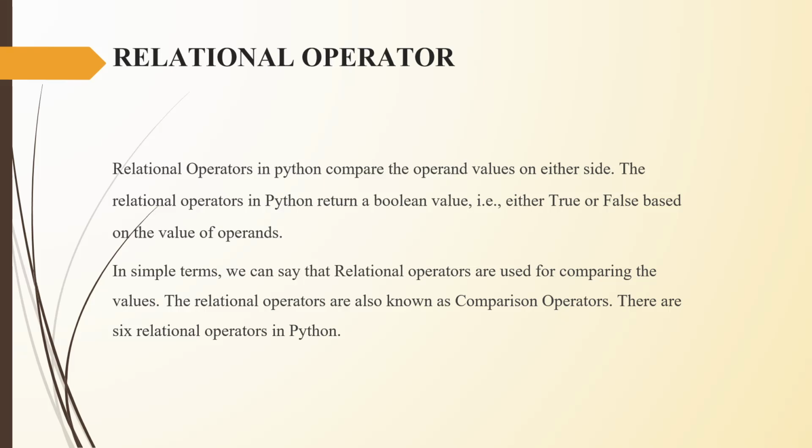Relational operators are used to compare two values or operands. These comparisons return a Boolean value, meaning the result will either be true or false, depending on whether the comparison is correct. If the values being compared satisfy the condition, Python will return true. If the values do not meet the condition, Python will return false. Relational operators are also called comparison operators and they help check the relationship between the two values.